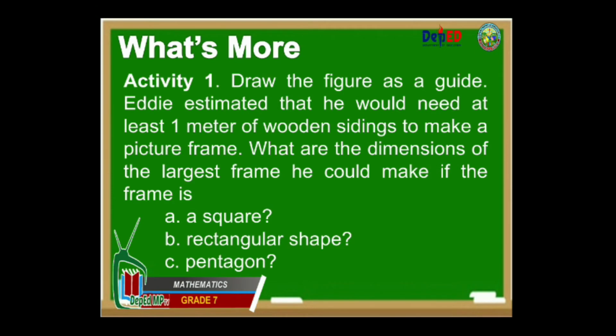You may pause this video again and answer the activity. Activity 1. Draw the figure as a guide. Eddie estimated that he would need at least 1 meter of wooden sidings to make a picture frame. What are the dimensions of the largest frame he could make if the frame is A. a square, B. a rectangular shape, and C. a pentagon?